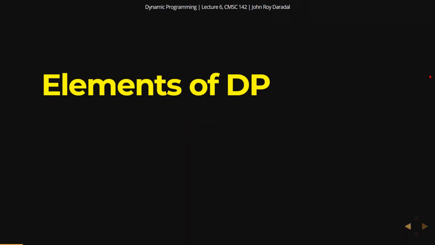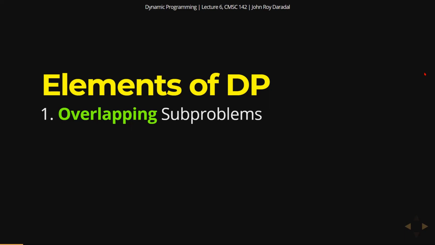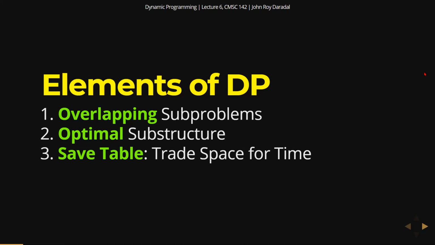Okay, so that's the basic idea for dynamic programming. So for dynamic programming, we have three basic elements. Okay, first is overlapping subproblems. Next is the optimal substructure, and third is saving answers in a table, wherein we trade space for time. So instead of redoing the computation, which takes time, we will just save it in a table or in an array, and that takes more memory, but at least we don't spend more time recomputing it. Okay, so that's saving it in a table.